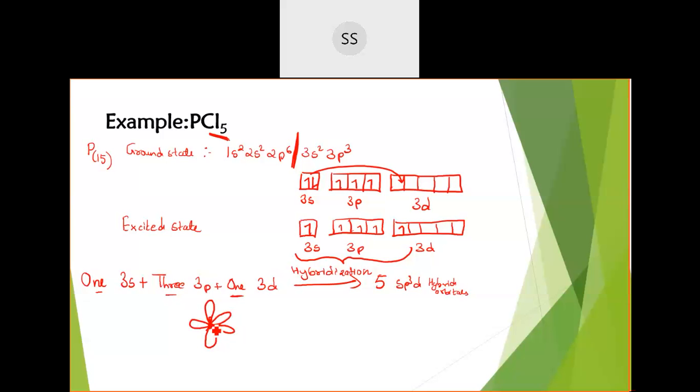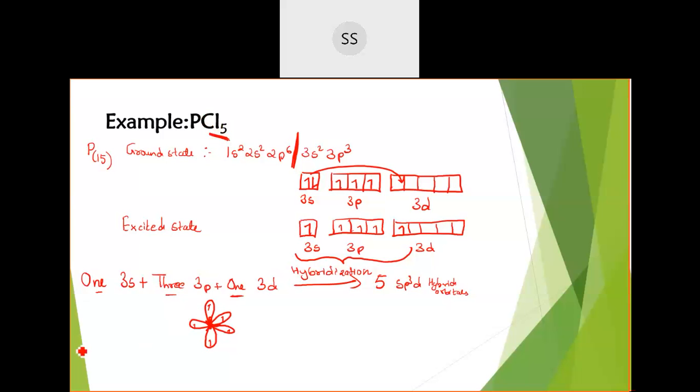Okay, so these are the 5 sp3d hybrid orbitals which will contain one unpaired electron each. Okay, one unpaired electron each will be present in these 5 sp3d hybrid orbitals. So done. After this, they will orient themselves in the trigonal bipyramidal fashion always. Once the mixing is over, they will arrange themselves in that fashion. Now these hybrid orbitals will overlap with the chlorine orbital.